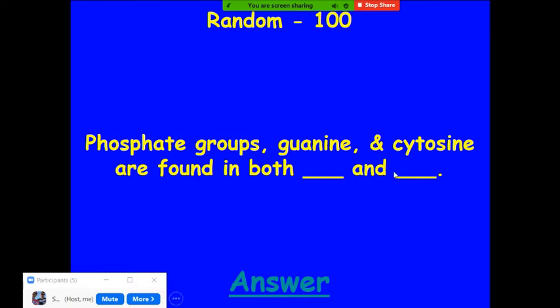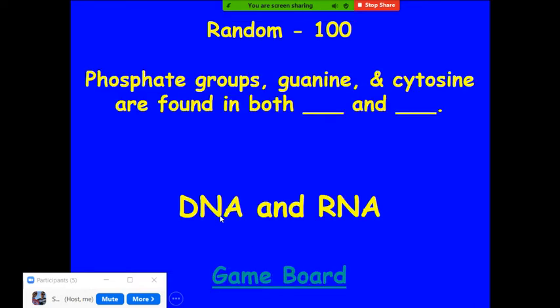All right, here we go. Notice there's no thymine in there. There's no deoxyribose in there. And there's no ribose in there, because those are found in only one type of molecule. These three are found in both types of molecules.